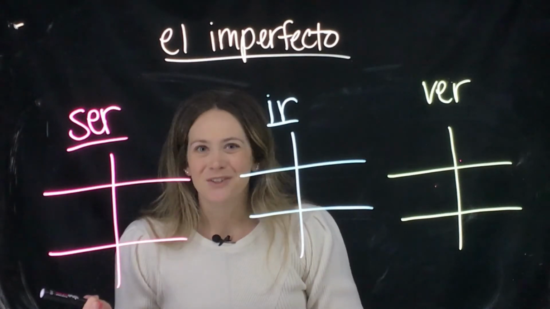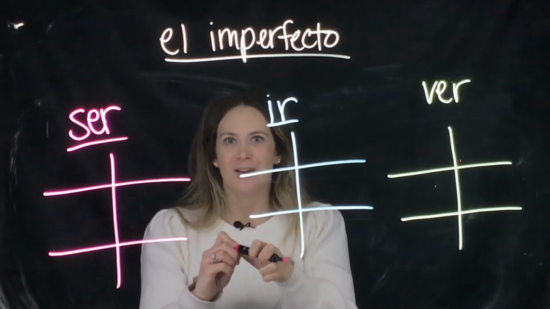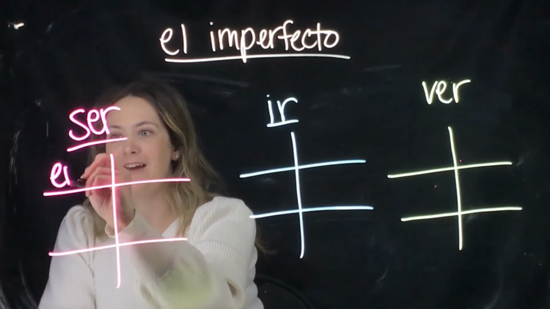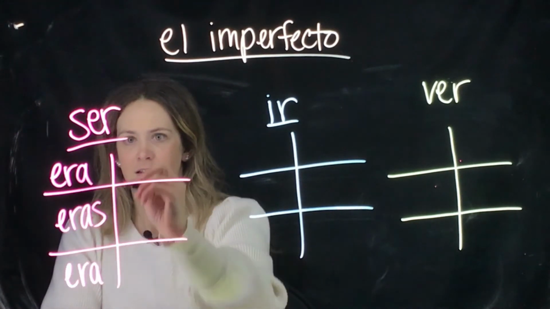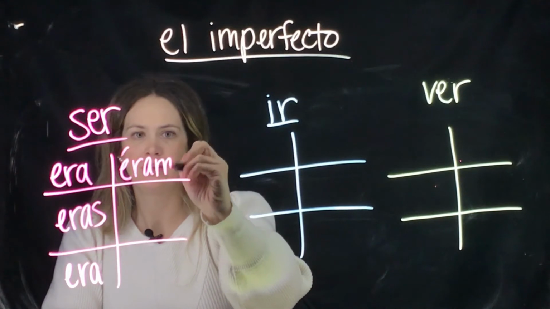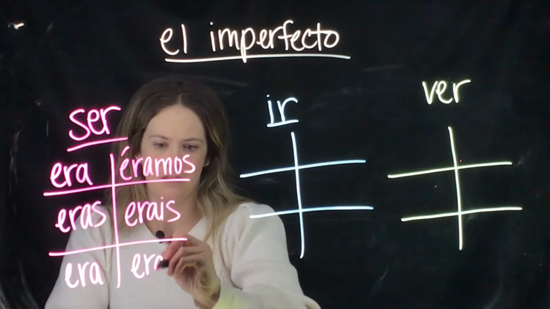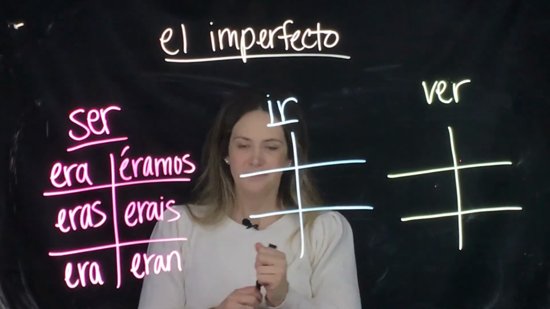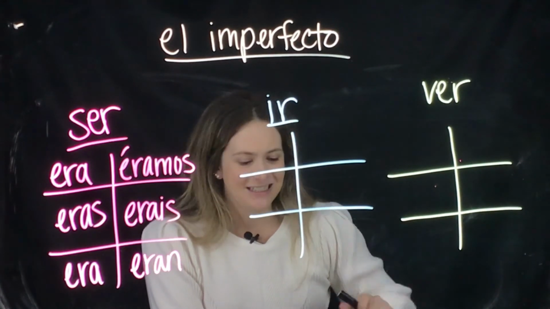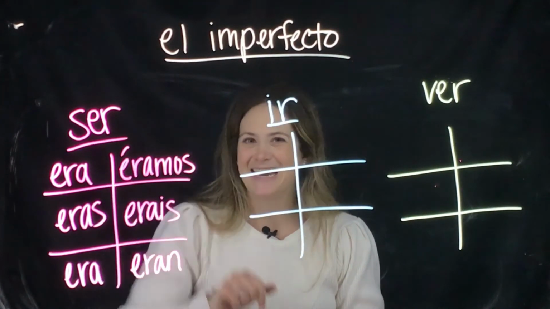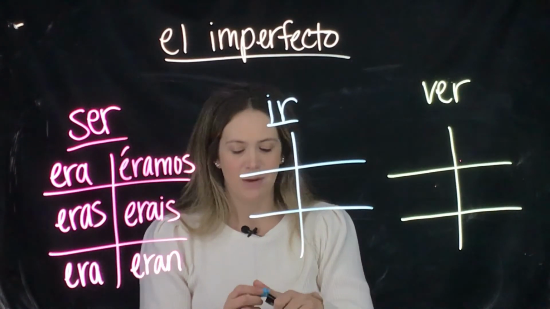Ok, so ya dijimos que solo hay 3 verbos irregulares en el imperfecto y aquí están. Para ser tenemos era, eras, era, éramos, erais, eran. Era, eras, era, éramos, erais y eran. Cuando yo era niña, yo era muy bien educada. When I was a little girl, I was very well behaved.